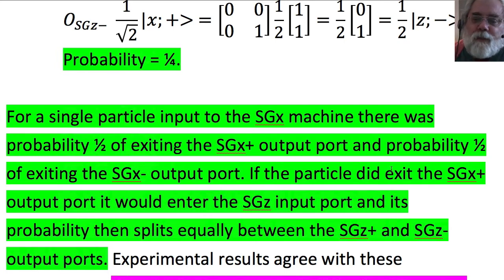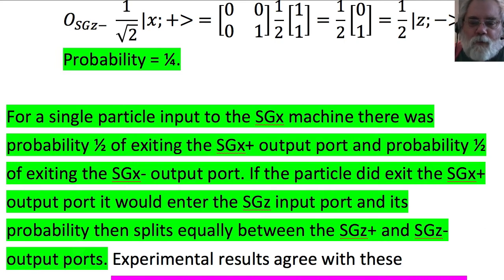So if the particle did exit the SGX plus output port and would enter the SGZ input port, its probability then splits equally between SGZ plus and SGZ minus. So total probability 1/2 of exiting the X minus port and we throw it away, and then 1/4 of exiting the SGZ plus output port and 1/4 of exiting the SGZ minus output port. Total probability is 1, but the probability is only 1/2 of coming out of the SGZ machine because only 1/2 of the particles entered it.